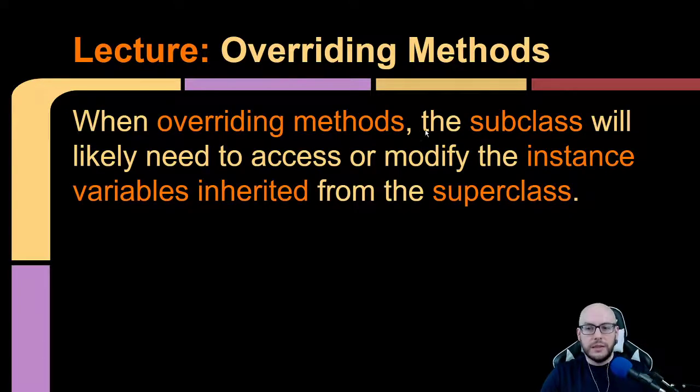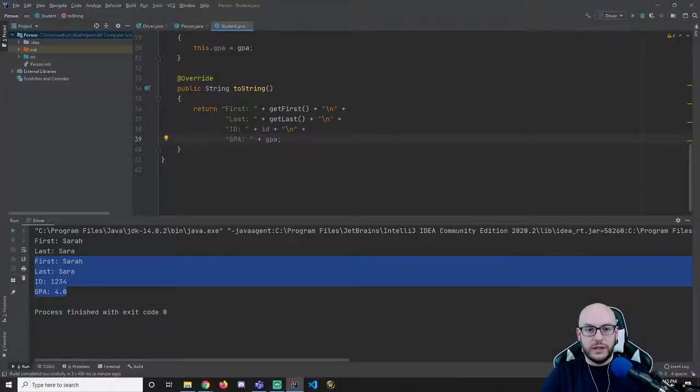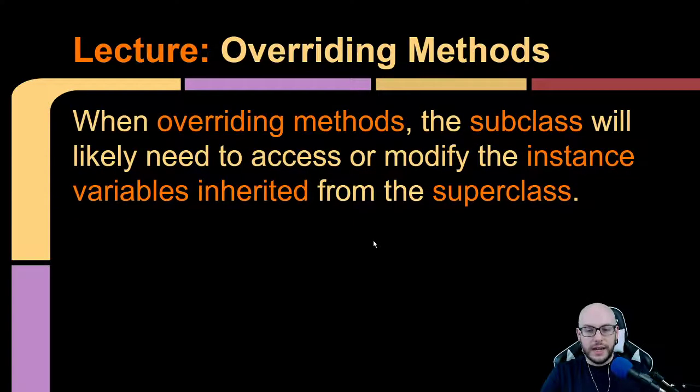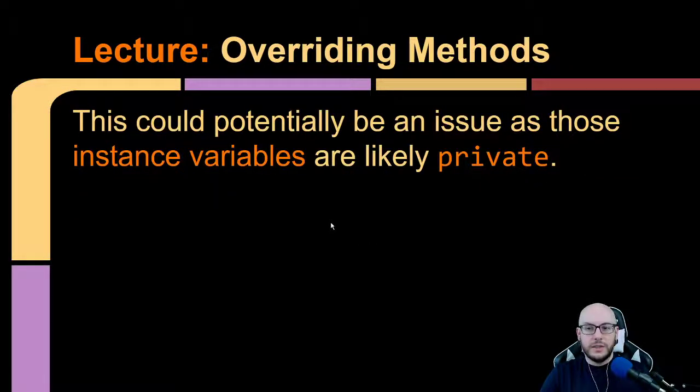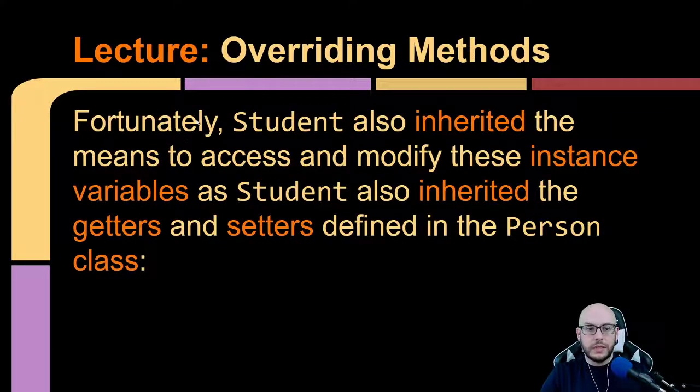When overriding methods, the subclass will likely need to access or modify the instance variables inherited from the superclass. So we saw that here, right, where I wanted to access first, I wanted to access last. This could potentially be an issue as those instance variables are likely private. Our student toString, for example, should include first and last. However, these instance variables were made private in the person superclass. Fortunately, student also inherited the means to access and modify these instance variables, as student also inherited the getters and setters.